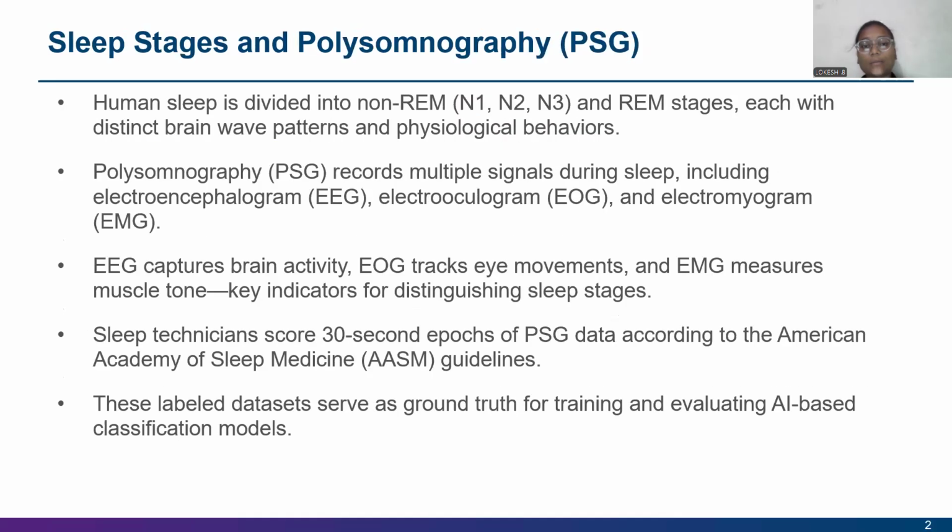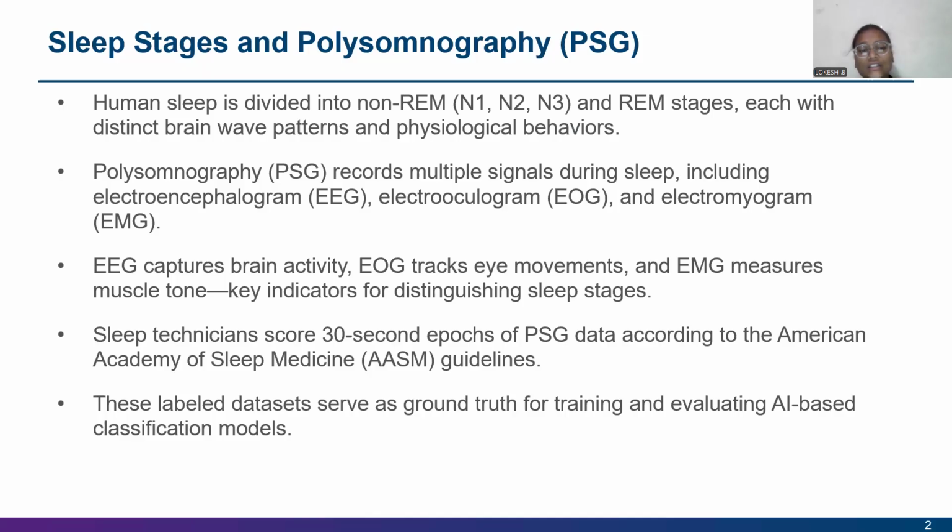Sleep stages and polysomnography, the PSG. Human sleep is divided into non-REM, that is N1, N2, N3, and REM stages. Each contains distinct brain wave patterns and physiological behaviors. Polysomnography records multiple signals during sleep, including electroencephalogram, electrooculogram, and electromyogram (EMG).